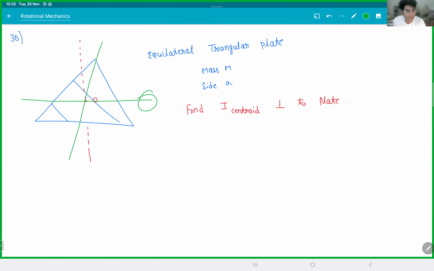How did you get this one? Sir, because we know that it's Mh square by 3 about the base. So I did the parallel axis theorem between the COM and the base. Then how did you do this one? For two triangles, similarly. The answer will come. You must have made a calculation mistake. Check once. Okay, sir. It should come. You're not wrong. That is one way to do it.